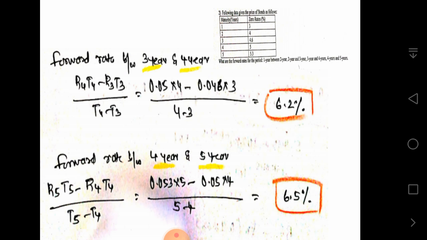Similarly, for the period between years 4 and 5, the forward rate is (R5 T5 minus R4 T4) divided by (T5 minus T4). Substituting the values, I get the forward rate between the 4th year and the 5th year. The anticipated interest rate would be 6.5% per annum.